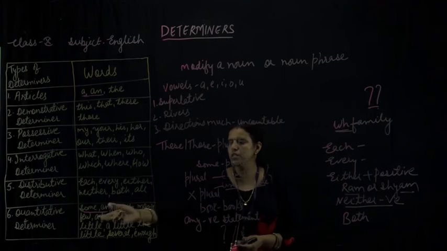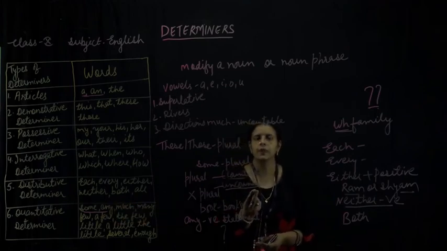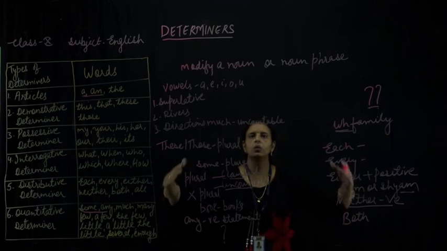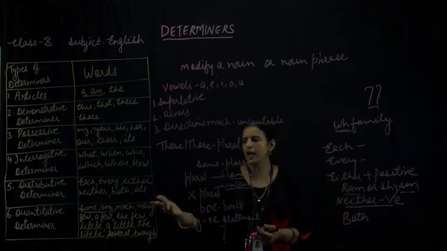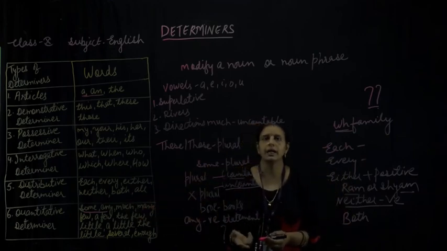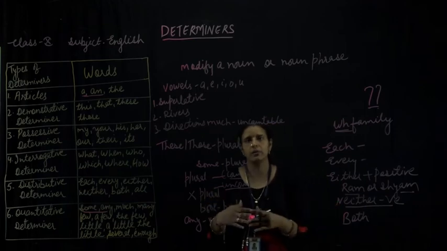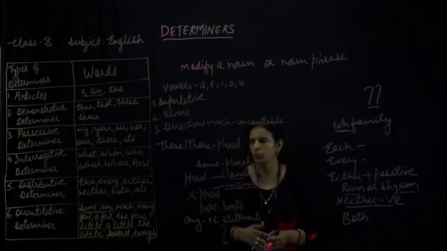Okay. "A few" means a little bit of amount. And "the few" means the whole amount. Suppose I say, I had read the few books I had. It means whatever books I have, I have read all those books.